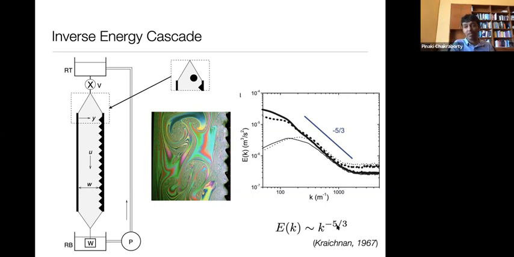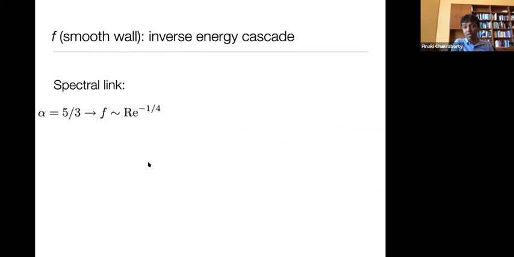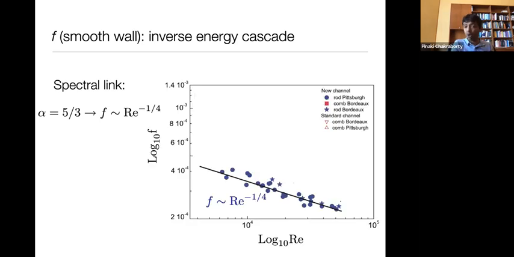But in the framework of the theory, the direction of the cascade does not matter. What matters is the spectral exponent. Then we go through the exact same way to calculate the friction, calculate the Reynolds number, and so forth. And of course, with the spectral link, we predict that we are going to get the same Blasius scaling as before. And indeed, when we plot our data, it now corresponds to the Blasius scaling with minus 1/4.